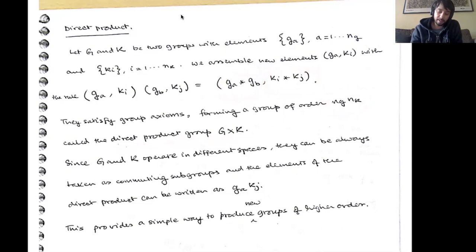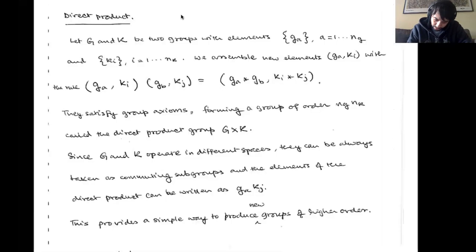And we need to remember that since G and K operate in different spaces, they will be taken as commuting subgroups, and the elements of the direct product can be written as (g, k). So this, in a way, provides a simple way to produce new groups of higher order. You can take two groups, one of order 2 and one of order 3, make something of order 6, and so on, right? So that's what you can do.